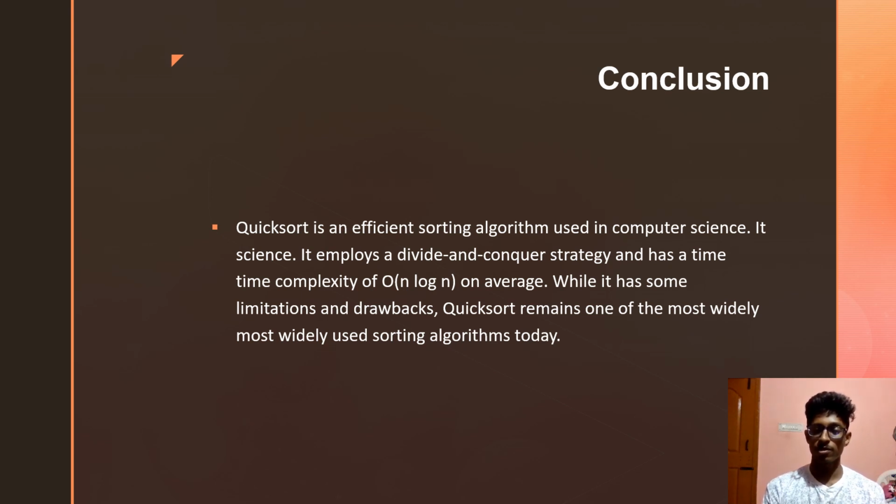So now we'll move on to the conclusion. Quicksort is an efficient sorting algorithm used in computer science. It employs a divide and conquer strategy and has a time complexity of big O n log n on average. While it has some limitations and drawbacks, Quicksort remains one of the most widely used algorithms today.